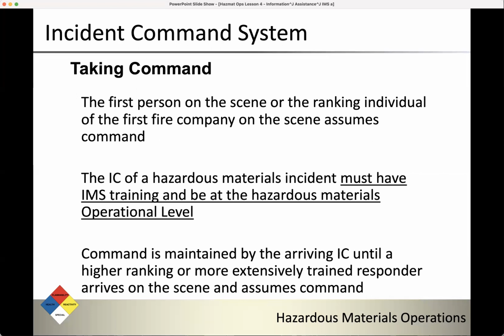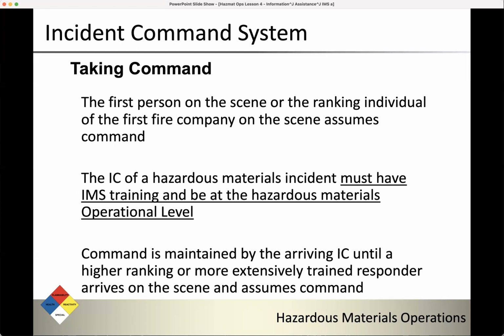The incident commander of a hazardous material incident must have IMS training, incident management system training, and be at the hazardous materials operations level. Well, you're getting your IMS training and your hazmat ops training. So at the end of this class, guess what? You are qualified to be a hazardous material incident commander. You will maintain that command until a higher ranking or more extensively trained responder arrives on the scene and assumes command. That's within your organization usually.